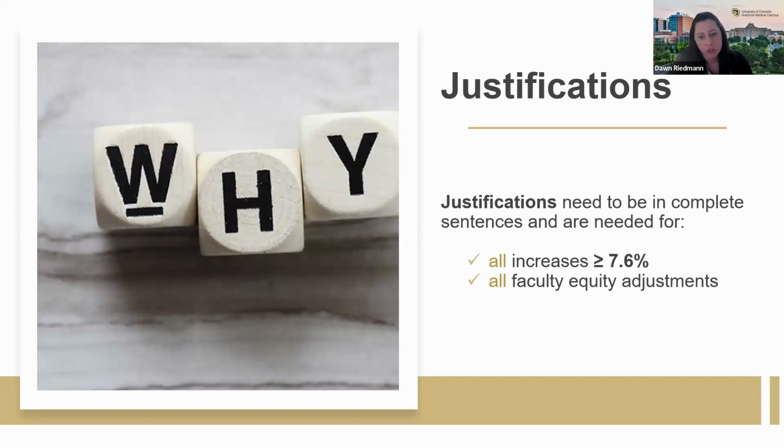One helpful thing with justifications: if you're in Axiom, the system is going to warn you if your increase is 7.6% or higher, and it will not allow you to save. So it's kind of nice. It'll trigger and let you know, hey, you need a new justification in order to move forward. The other thing to remember is any faculty receiving an equity increase will need a justification. So equity increases are outside of that normal 7.6, but we'll need justifications for those.